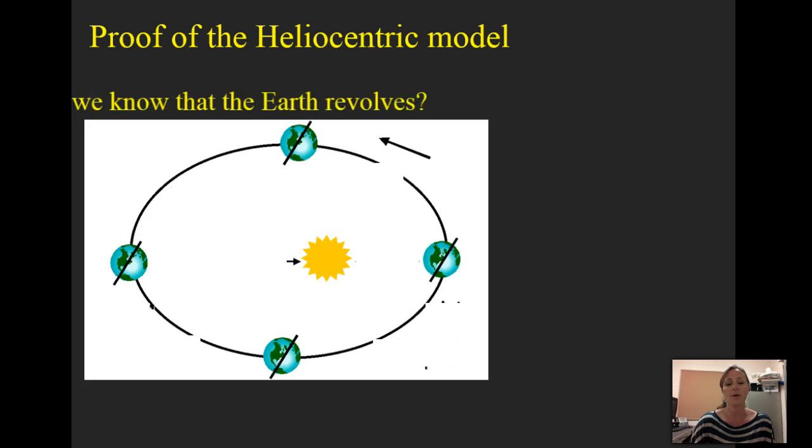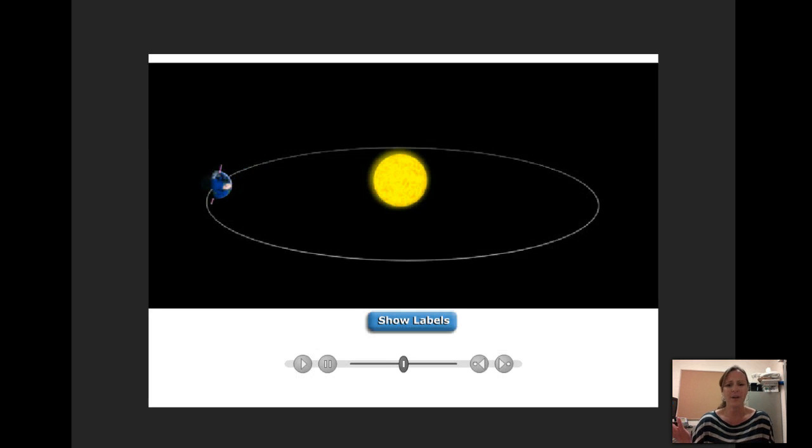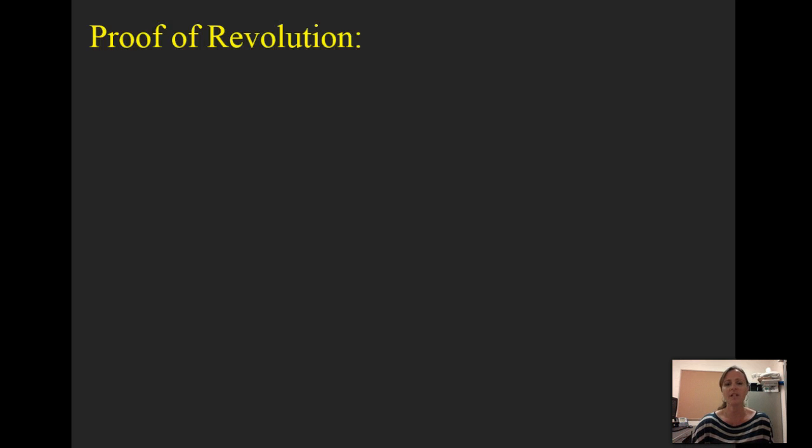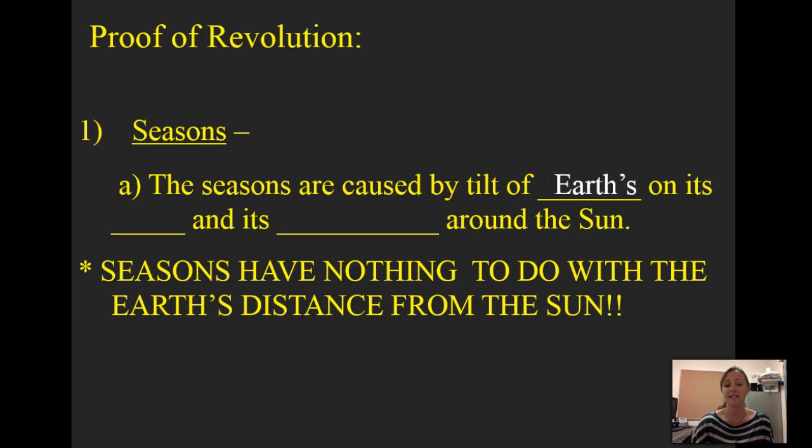So let's talk more about how we know that the Earth revolves. We discussed the heliocentric model and Copernicus, who created this heliocentric model that we know of today, and how the Earth revolves around the sun, as do the other planets. But how do we know? Let's look into this a little bit. We have some proof. We have the changing of the seasons, right? And the seasons are caused by tilt of Earth on its axis and its revolution around the sun.